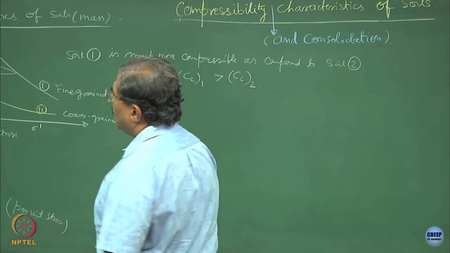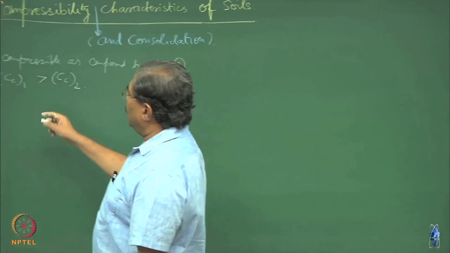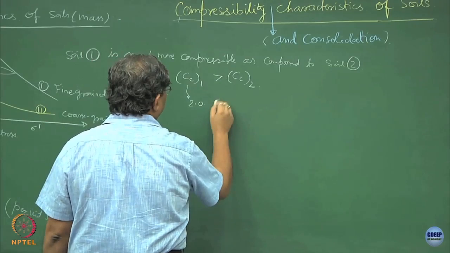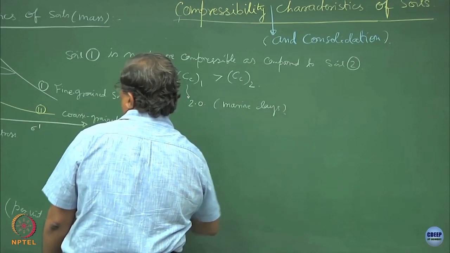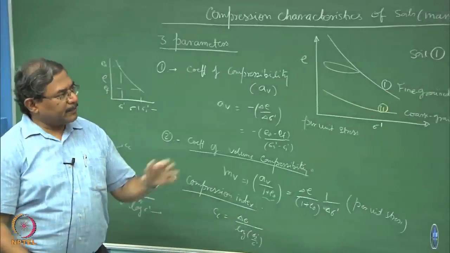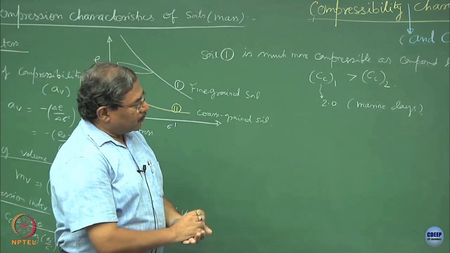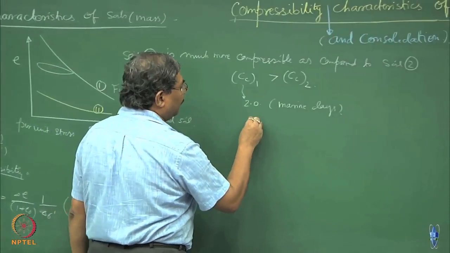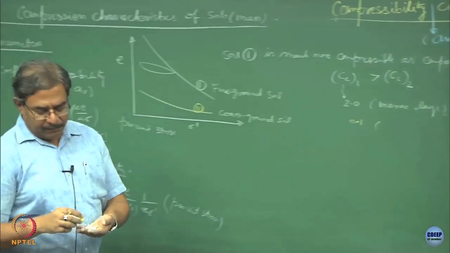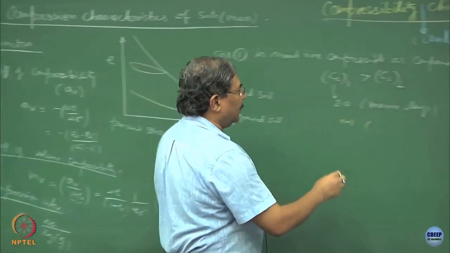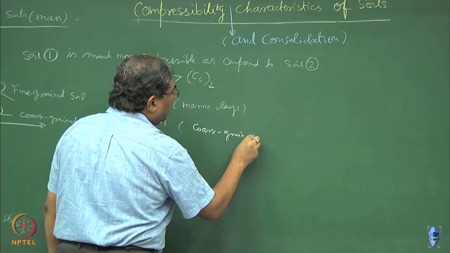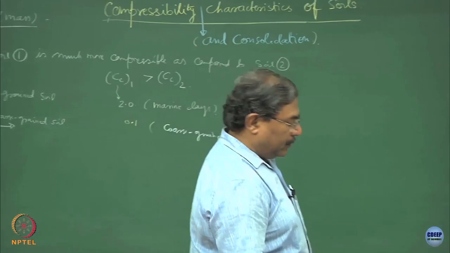Marine clays particularly, the biggest problem is that C_c could be as high as 2.0. So, this is one of the ways to differentiate between the soils. I can do a one dimensional consolidation test, compressibility test, and get the C_c value. If the C_c value comes out to be extremely high, it is a highly compressible soil. If C_c is extremely low, let us say 0.1, 0.2, this could be stiff clay sometimes, or sandy material. The interpretation could be these are coarse grained materials. Soils with very high liquid limit would show an absolutely high C_c value.